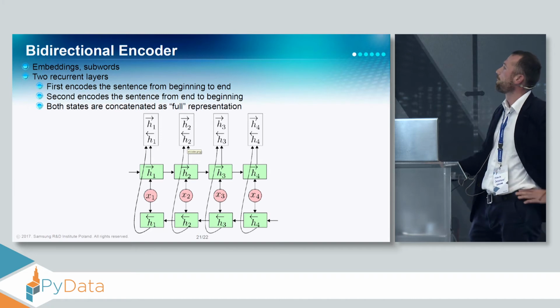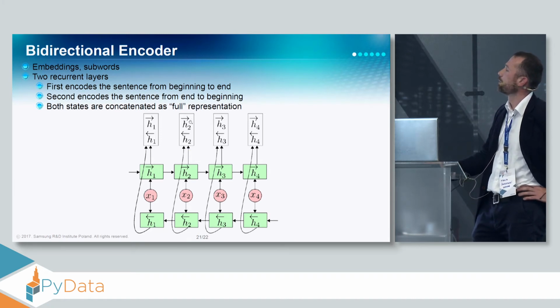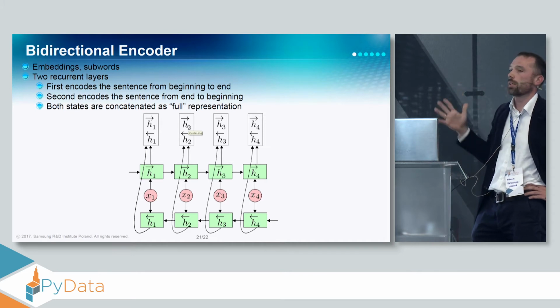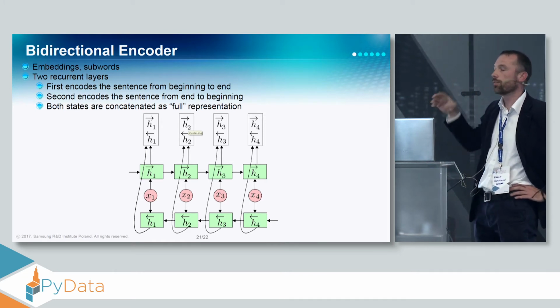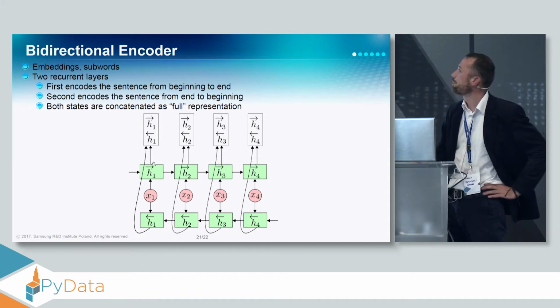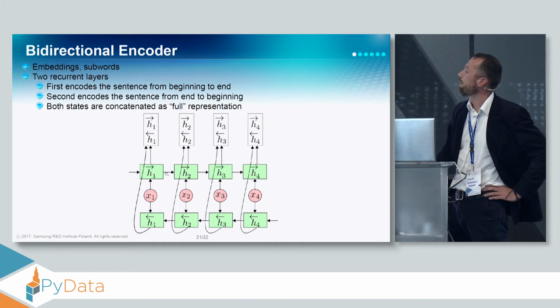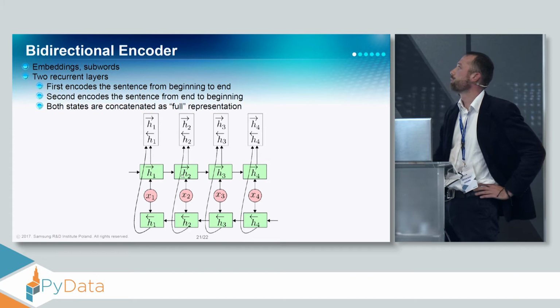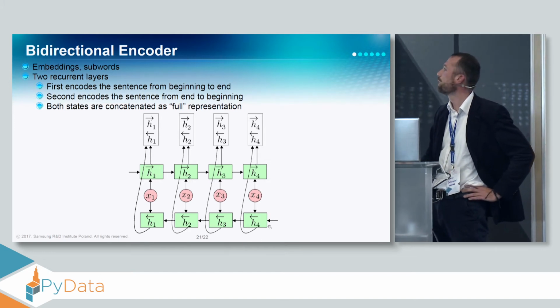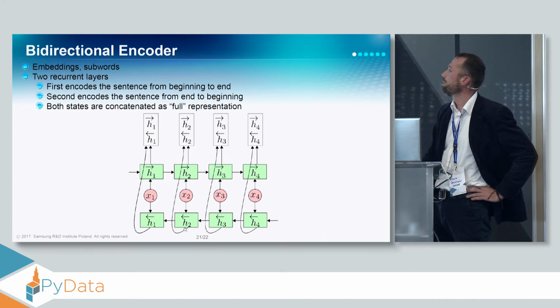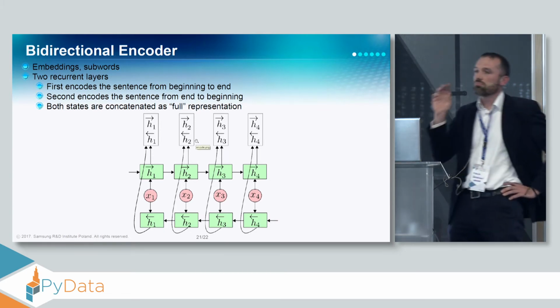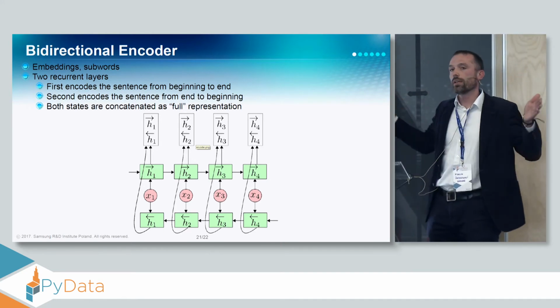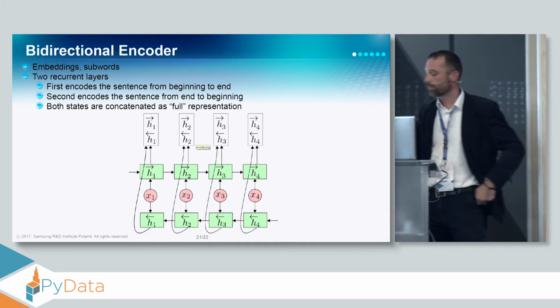So now you can think of this annotation, of this concatenation, as a, let's say, more complete representation of this particular token. The forward hidden state holds the information from the beginning up to this particular token, and the backward hidden state holds the information from the end back to this token. So this annotation, let's say, encodes the information about this token in the context of the whole sentence, right?